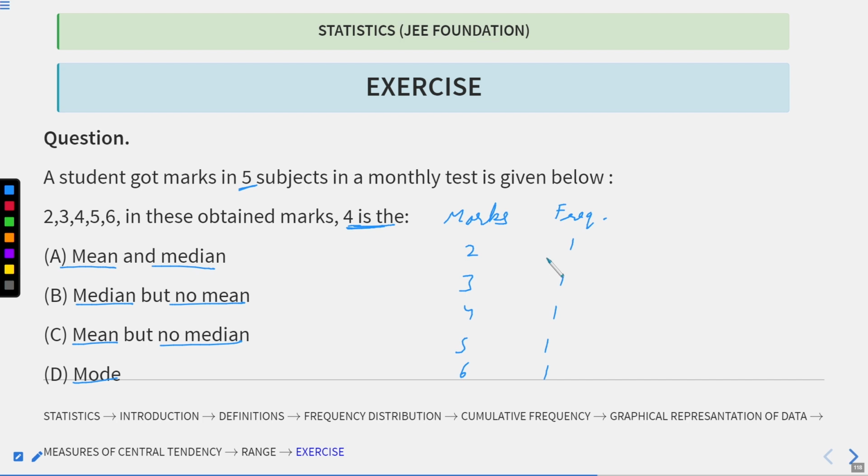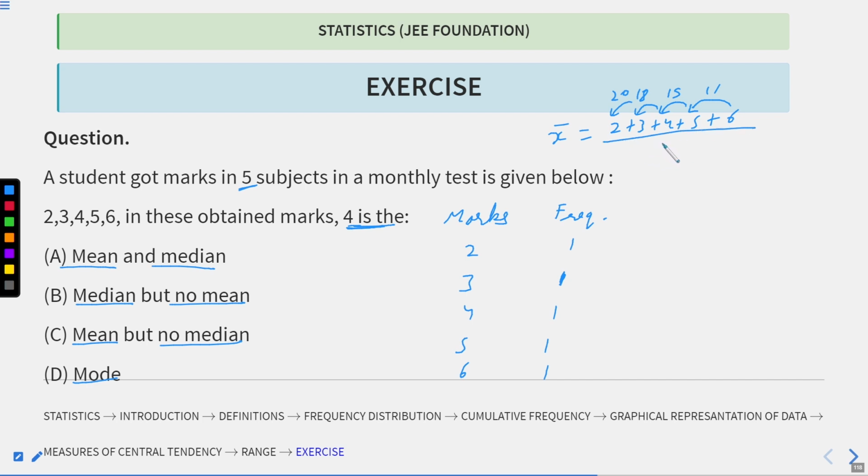So the mode we cannot easily find because all have the same frequency. So now let's focus on finding the mean and median. For the mean we just have to sum all of the observations, so 2 plus 3 plus 4 plus 5 plus 6. We know 6 plus 5 is 11, 11 plus 4 is 15, 15 plus 3 is 18, 18 plus 2 is 20, and this whole is divided by the total number of observations.